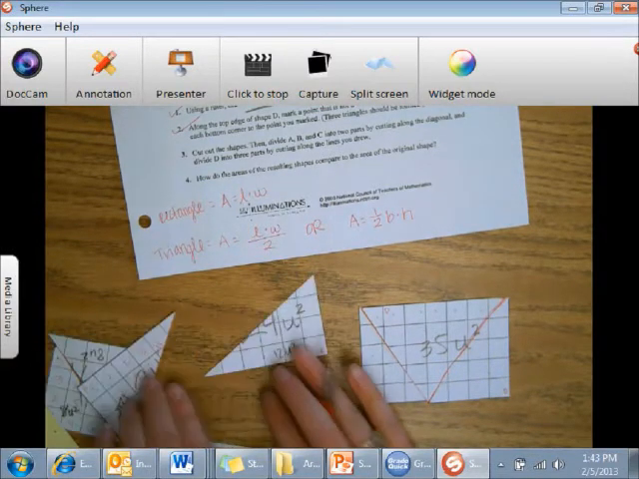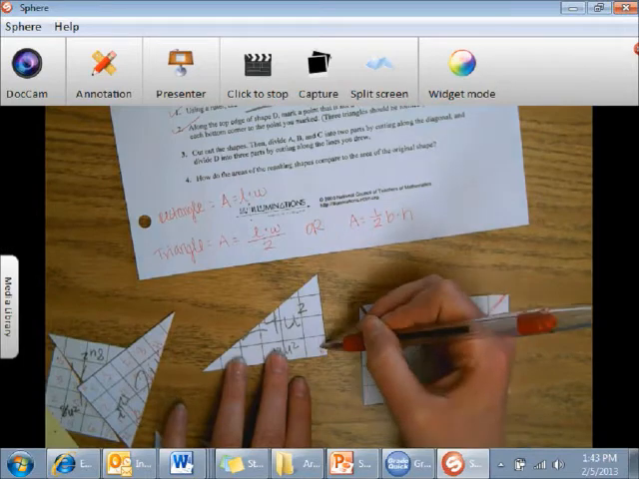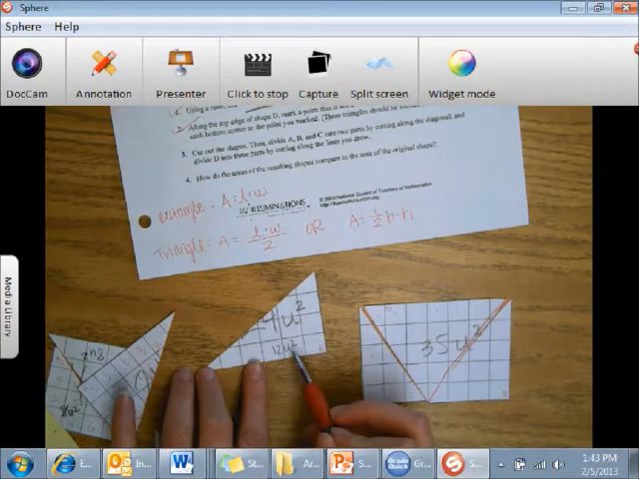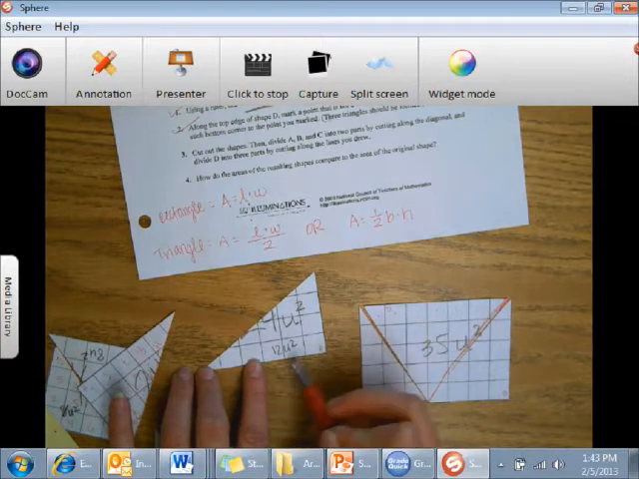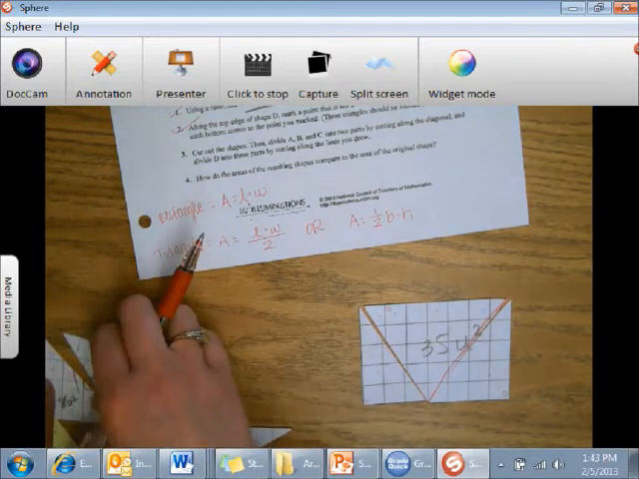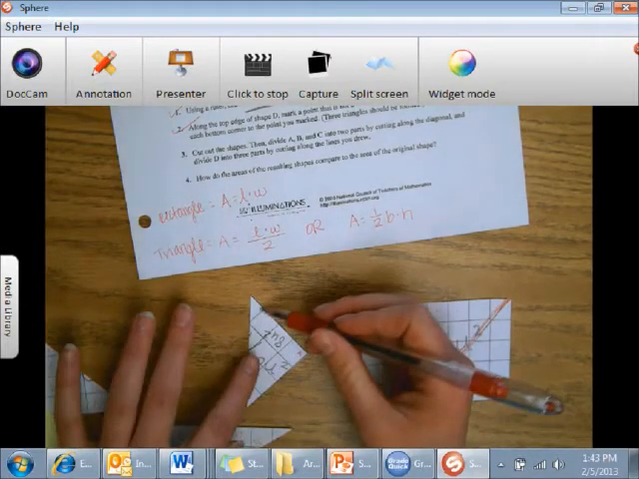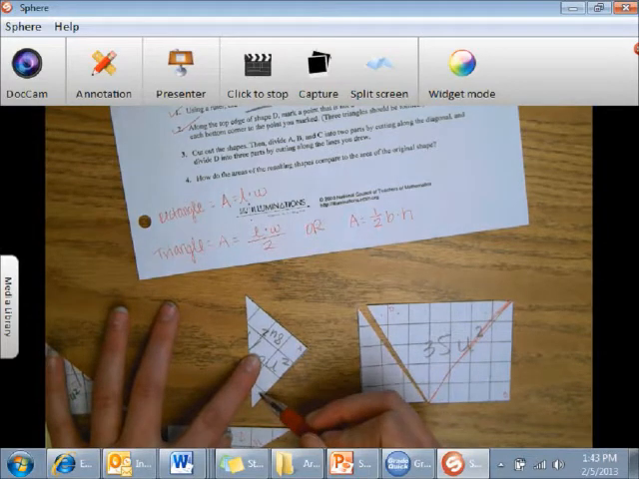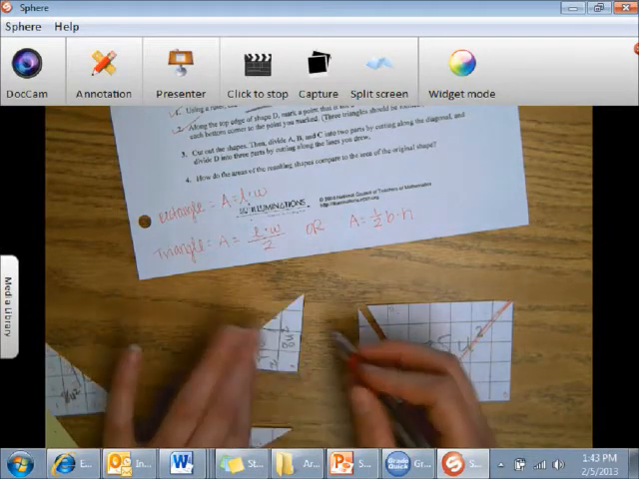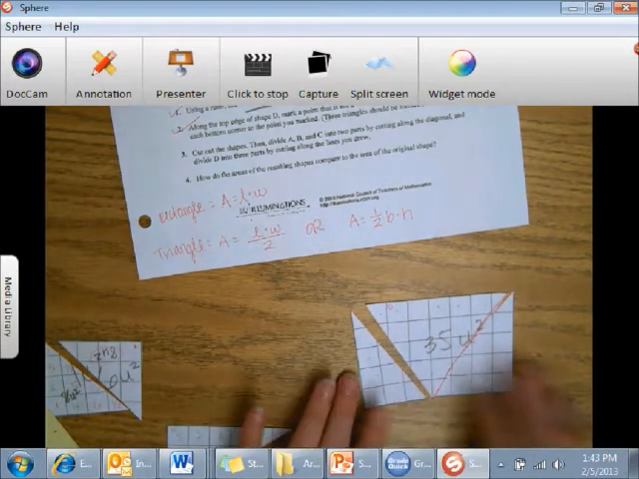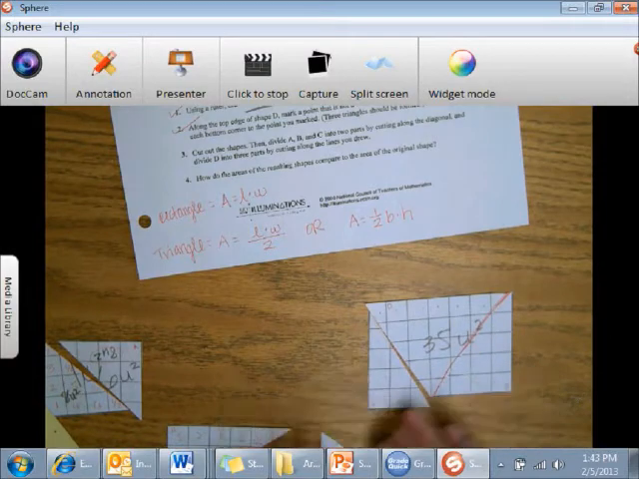Here, we knew that the triangle was 1, 2, 3, 4 by 1, 2, 3, 4, 5, 6. 4 by 6 is 24, divided by 2 gives me 12. And on A, we knew that this triangle was 1, 2, 3, 4 by 1, 2, 3, 4. 16 divided by 2 is 8.